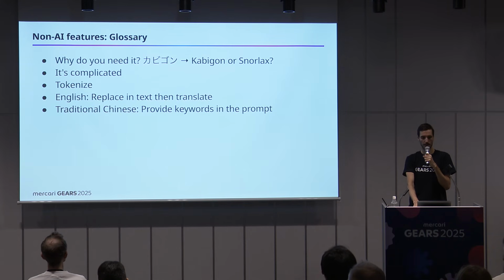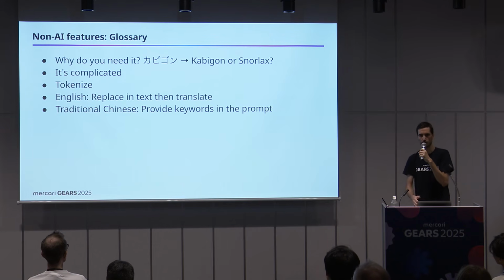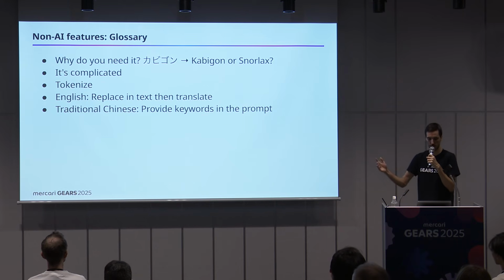Right. The last feature is the glossary. It's actually quite complicated to implement, but just as an example, Kabigon is the name of a Pokemon, and most models will actually translate it to Kabigon, which is just the romanization of the katakana. But the real name is Snorlax. And so in that glossary, we can just say, hey, every time you see Kabigon, you will translate it to Snorlax for English, and in Chinese, it has yet another name. And the way to do it depends if we are using English or Chinese in this case.